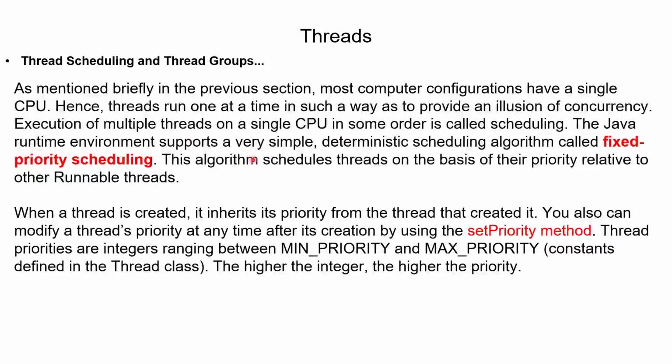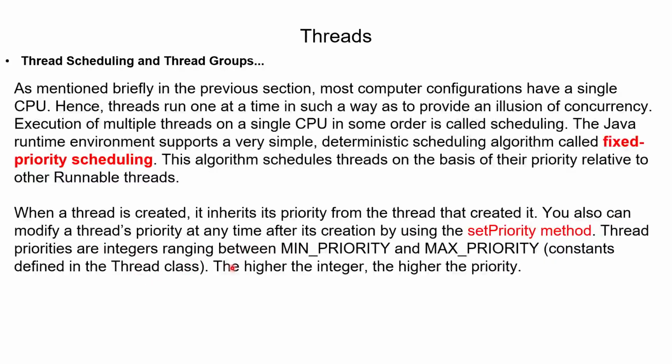The Java runtime environment supports a very simple deterministic scheduling algorithm called fixed priority scheduling. This algorithm schedules threads on the basis of their priorities relative to other runnable threads. When a thread is created or spawned off, it inherits its priority from the thread that created it. However, it is possible to modify a thread's priority at any time after its creation by using the setPriority method. We discussed this a little earlier.